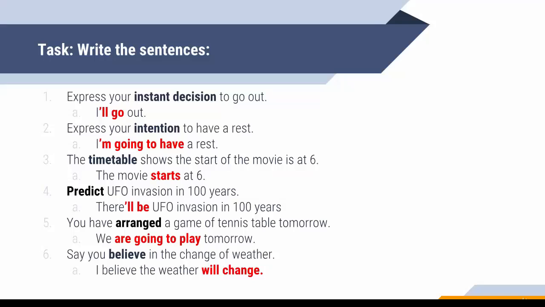Will. You have arranged a game of tennis. Personal arrangement. Be going to. We are going to play tomorrow. Say you believe in the change of weather. I believe the weather will change. I hope, I believe, I think, well.